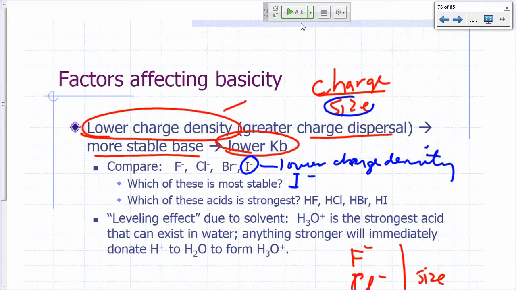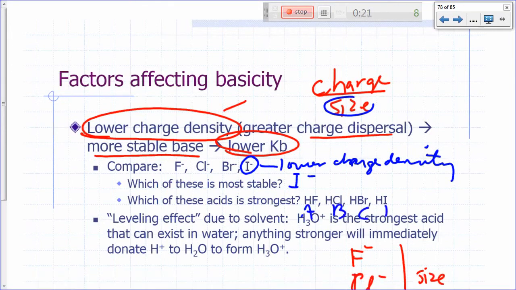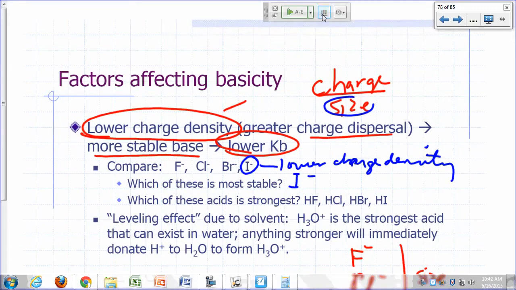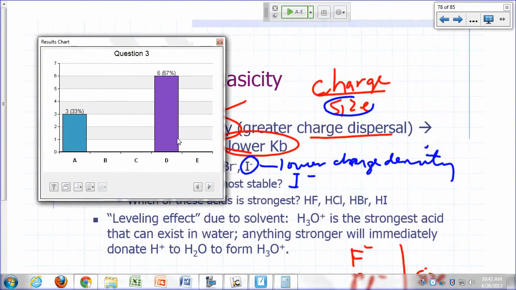Let's see if you remember. Click our question. Which of the acids would be the strongest? HF, HCl, HBr, or HI? This is A, B, C, D, okay? D.